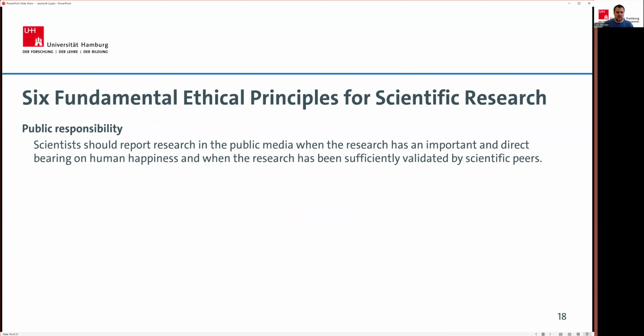And the sixth principle is called public responsibility. It states that scientists should report research in the public media, not just to other academics, whenever the research has an important and direct bearing on human happiness and after it has been validated by peers. Now, this has two particular aspects to it.